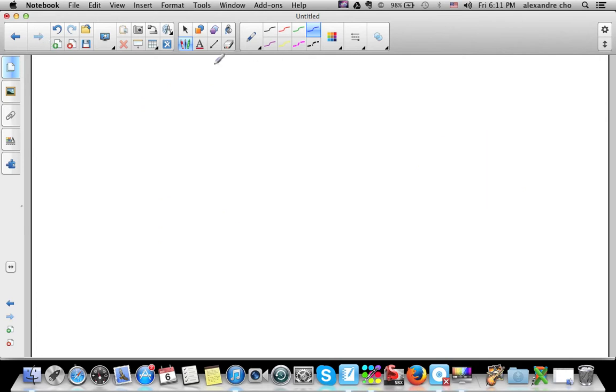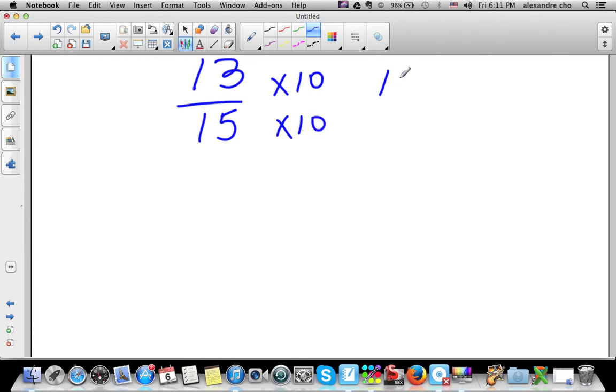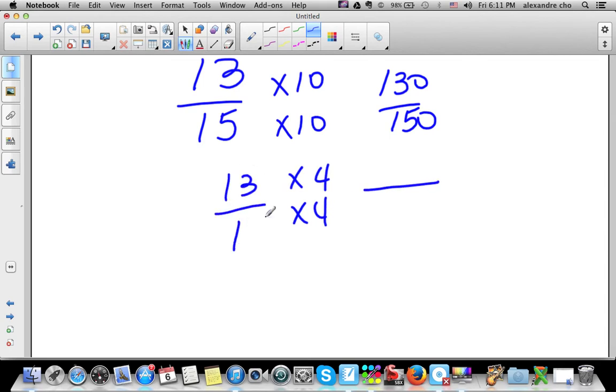And then we have 13/15. And again, let's use different numbers. So let's increase it times 10, and you get here 130 over 150. Let's do another one times 4, and I guess you're going to get here 52 over 60. So there are my two new ratios that are proportional to the original one.